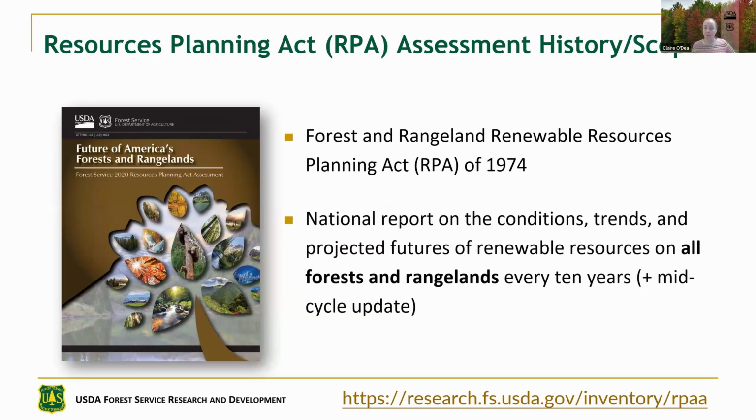This legislation requires a national report on the conditions, trends, and projected futures of renewable resources on all forests and rangelands every 10 years. And while the assessment originally focused primarily on an economic evaluation of whether resource supplies could meet consumer demands, a 1990 amendment to our legislation incorporated the effects of climate change. The RPA assessment was therefore broadened to assess resource conditions, ecosystem health, and sustainability to recognize the interrelationships between ecological and socioeconomic conditions in meeting the expectations of the American public.